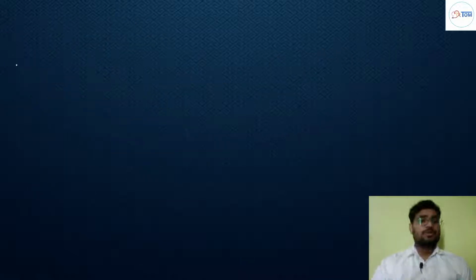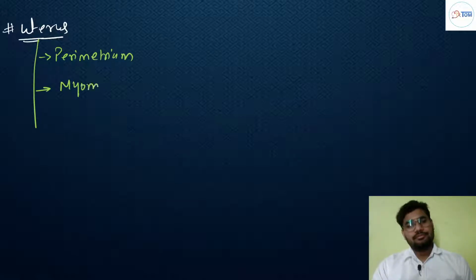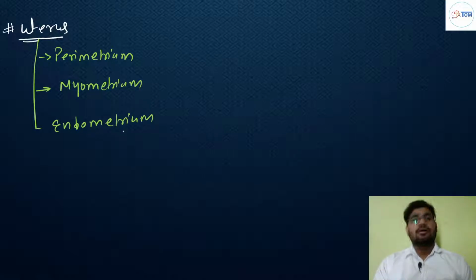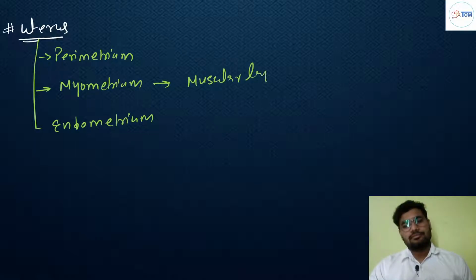If I talk about the uterus, what we should be aware of are the layers. It has three layers. The outer is called perimetrium, the middle is called myometrium and the inner is called endometrium. The myometrium is the muscular layer, and the endometrium is highly vascular and glandular.